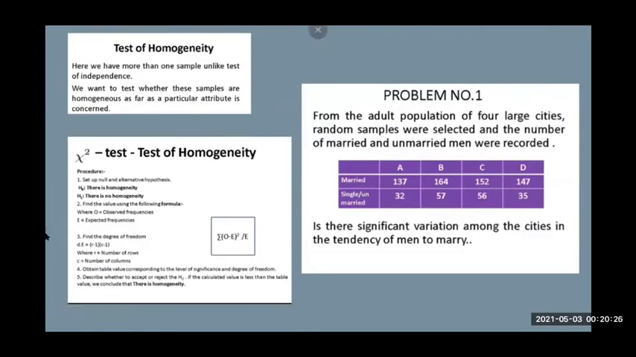So moving on, we are having the test of homogeneity. Here we have more than one sample, unlike the test of independence. We want to test whether these samples are homogeneous as far as a particular attribute is concerned. So, test of homogeneity, same procedure. You're going to set up the null and alternative hypothesis.